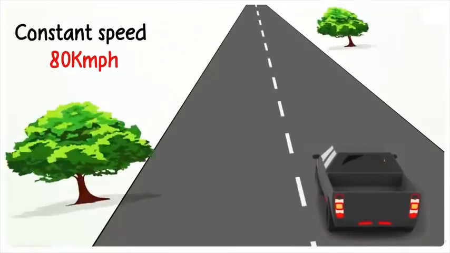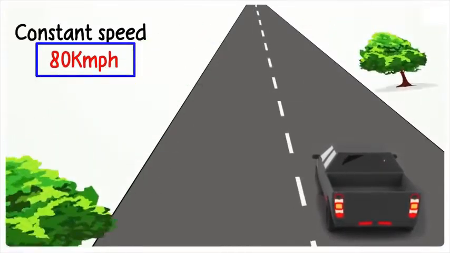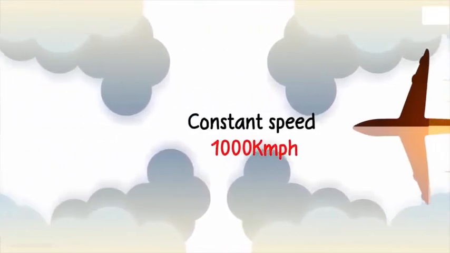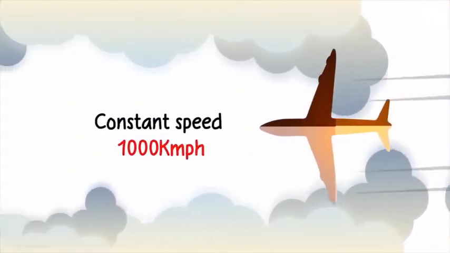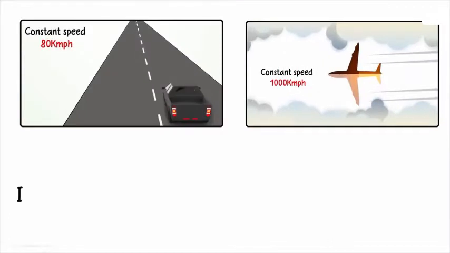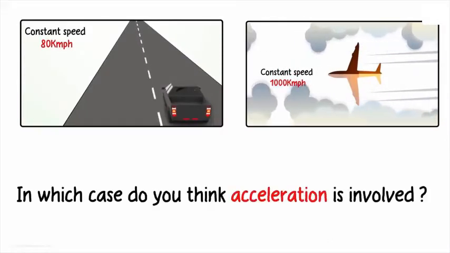In the first one, a car is traveling in a straight line at a constant speed of 80 km an hour. And in the second one, a plane is traveling in a straight line at a constant speed of 1000 km an hour. In which case do you think acceleration is involved?